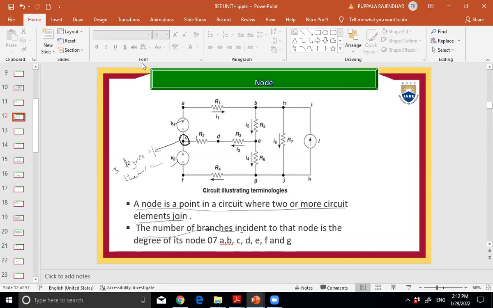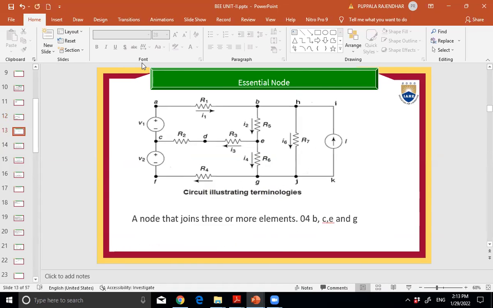What is the degree of this node? Let's take G. What is the degree of the node G? 2. 1, 2, and these 3 are the same only. Here it is only 2, right? So the number of elements connected to any particular node is called the degree of that node.